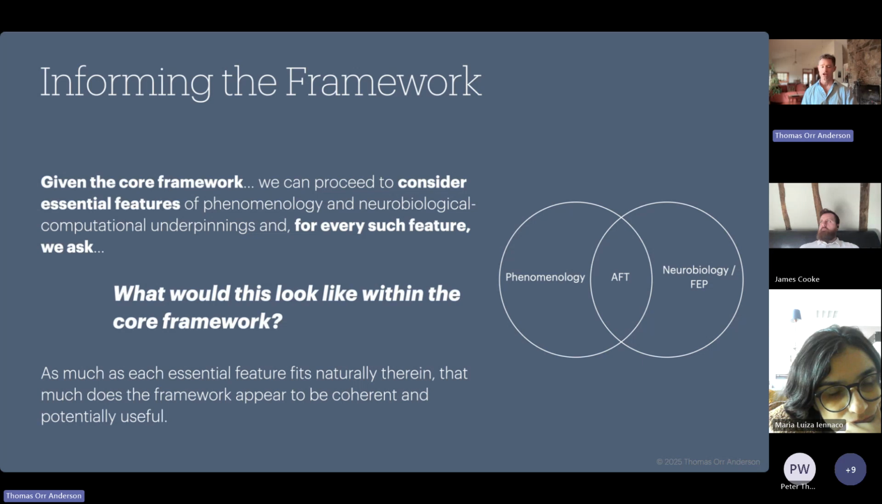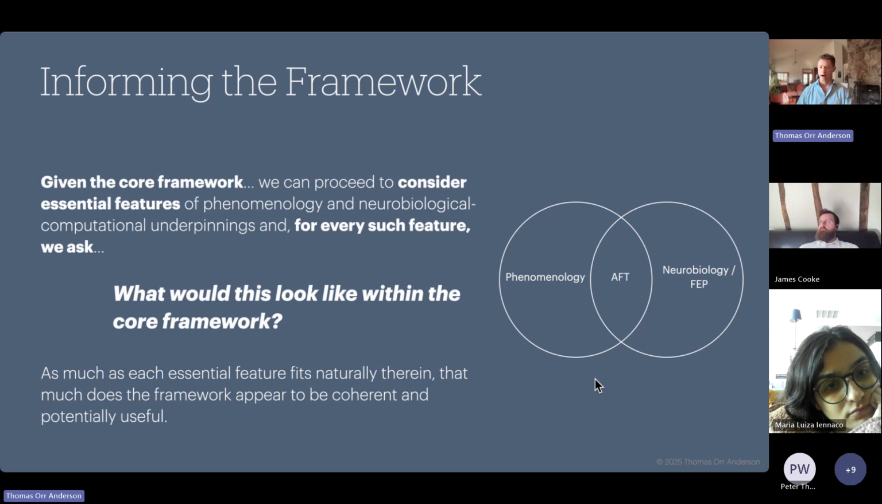So a kind of question guides everything I'm going to present and guides my thoughts on these matters. As we consider essential features of phenomenology and the neurobiological and computational underpinnings of all these processes, for every such feature, we can ask ourselves: what would this look like within that core framework? So, given the core framework I presented, just start considering important features from both phenomenology and from neurobiology and the free energy principle and so forth, and notice what those features would look like in that core framework. This question essentially guides everything I'm going to share in the background.